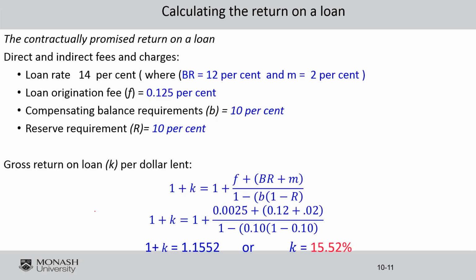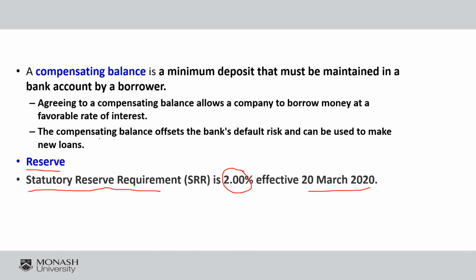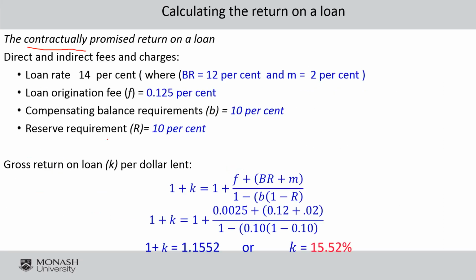Okay. Now, let's look at the example about the contractual rate, which is actually this formula. I want to calculate this one, and they give you the information here. So if you have the basic rate of 12, M is 2, and the fees is 12.5 basis points. Compensation balance 10%, this 10%.